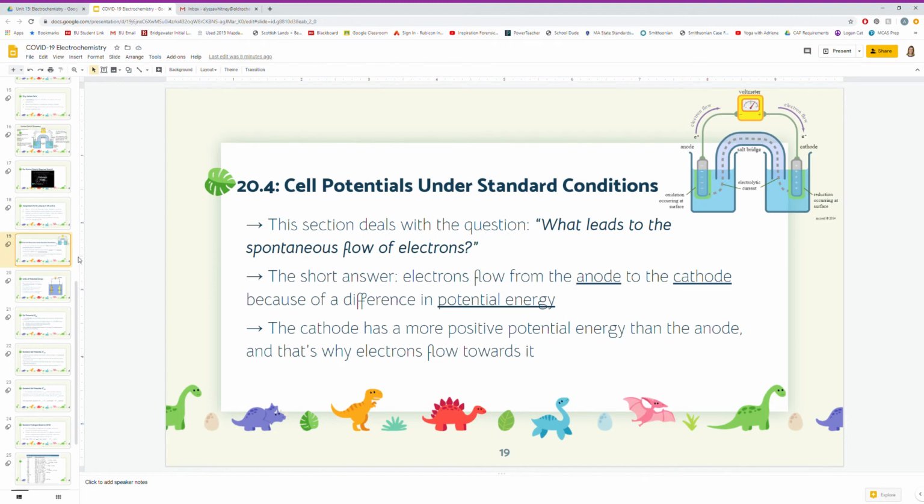All right, so 20.4, cell potentials under standard conditions. This section centers around the question, what leads to the spontaneous flow of electrons? The short answer is that electrons flow from the anode, so this guy over here, to the cathode due to a difference in potential energy.